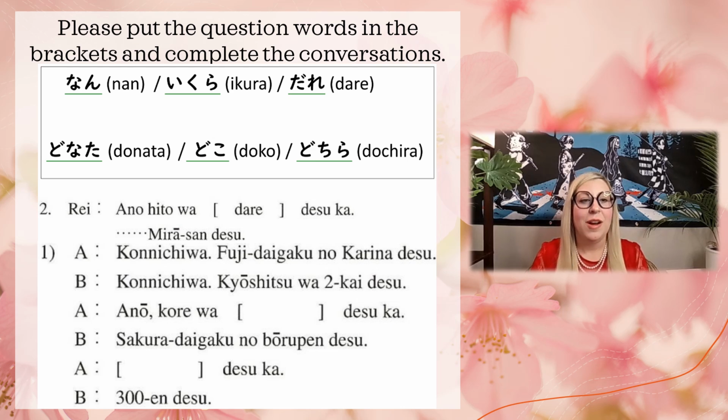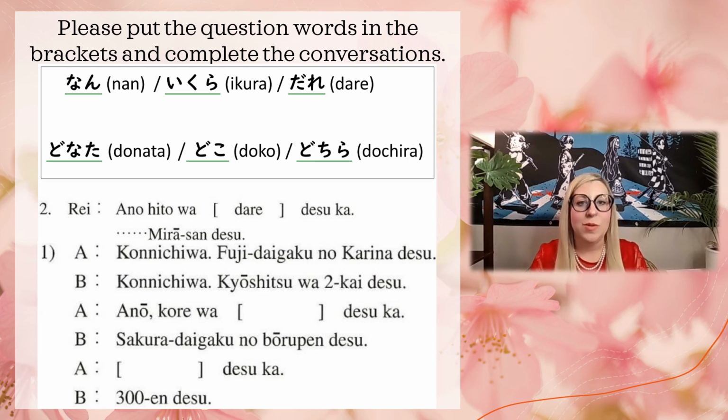So for our example, rei, we have ano hito wa dare desu ka? So they filled in the word dare, and we know that means who is that person? And the answer is Mira-san desu. Now, if we said ano hito wa donata desu ka, it's also acceptable.